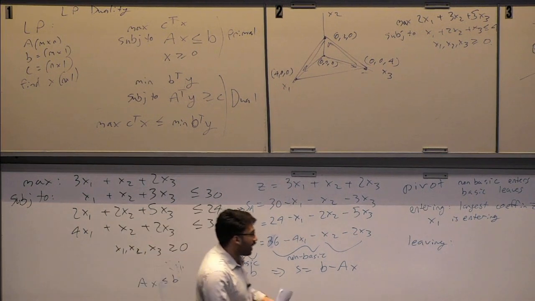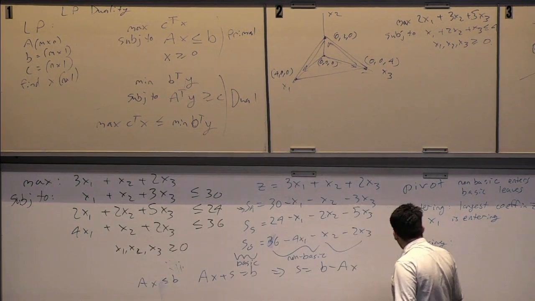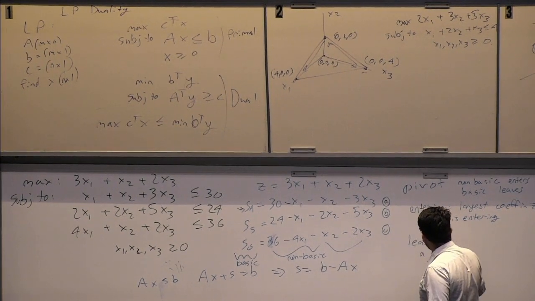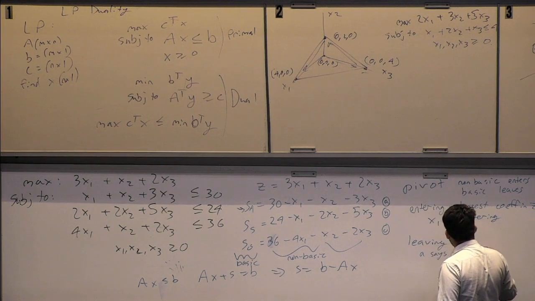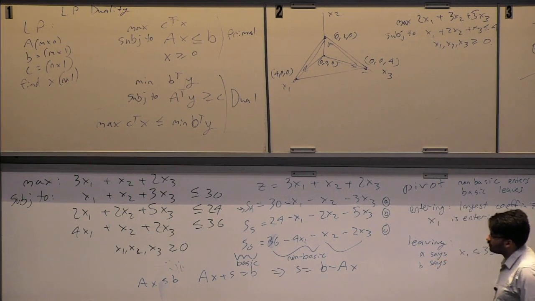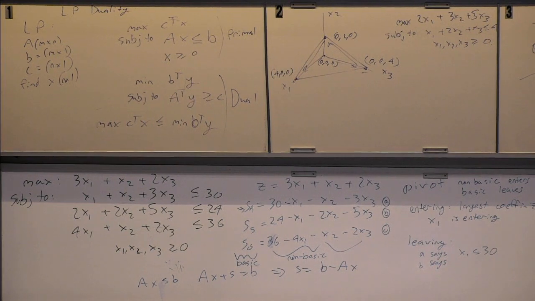So we have S4, and we'll call these equations A, B, and C. We know that A says x1 is less than or equal to 30, okay? B says what? What is the largest value the equation B says that x1 can take on?